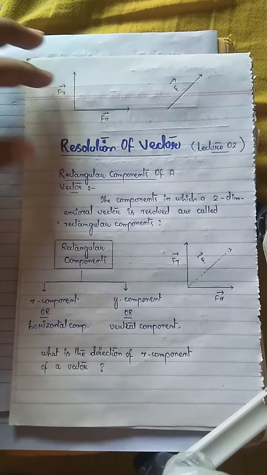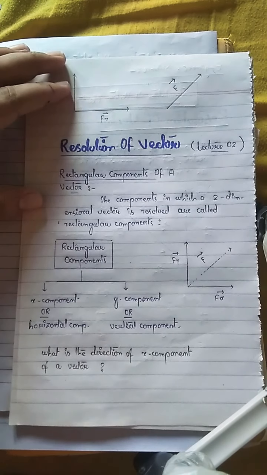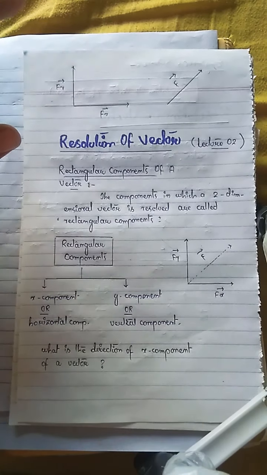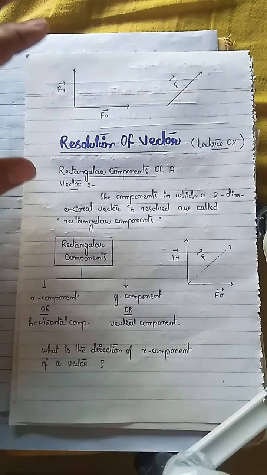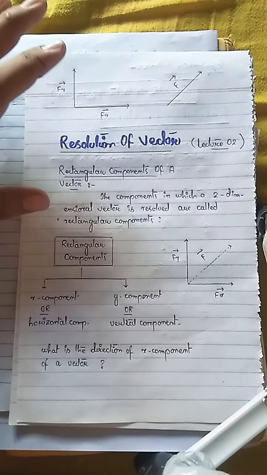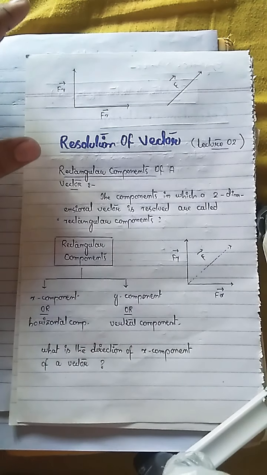So let's start today's topic. What basically are the rectangular components of a vector A? The components in which a vector is resolved are called the rectangular components of the vector.